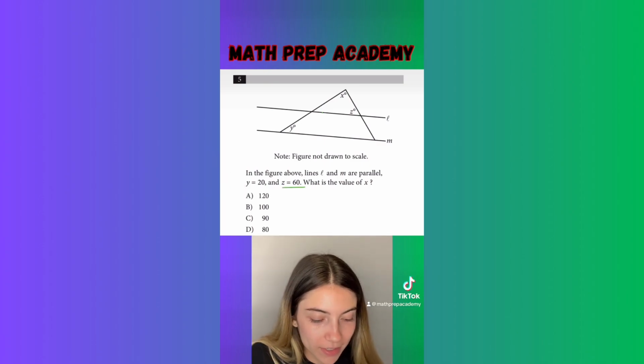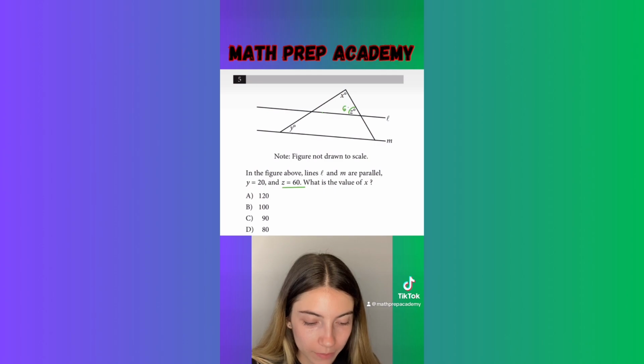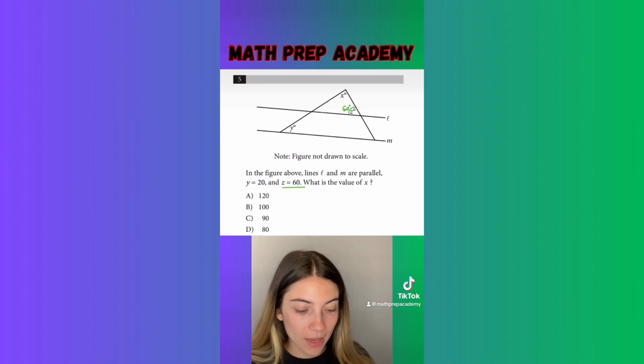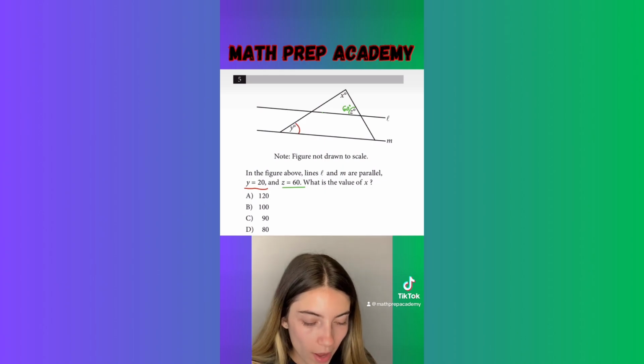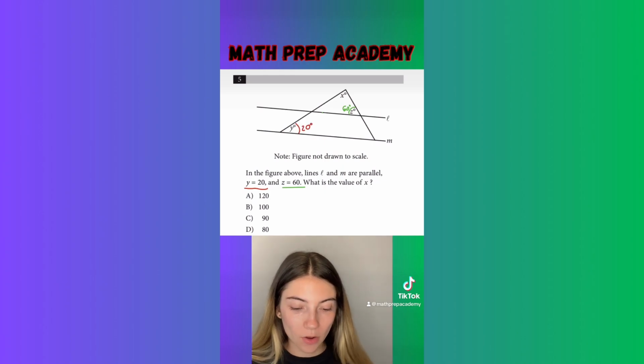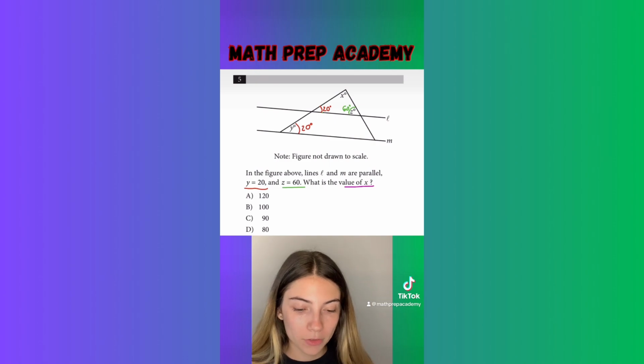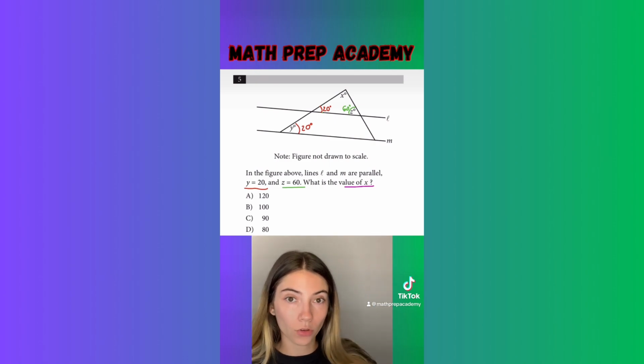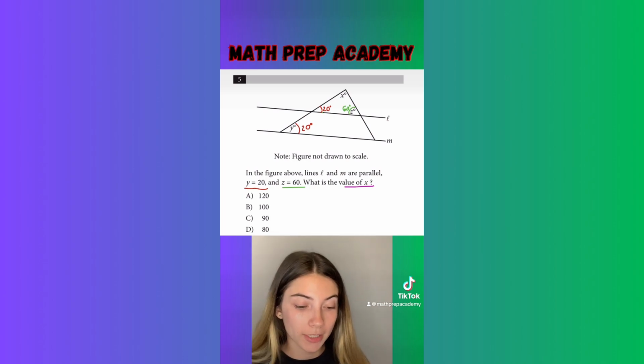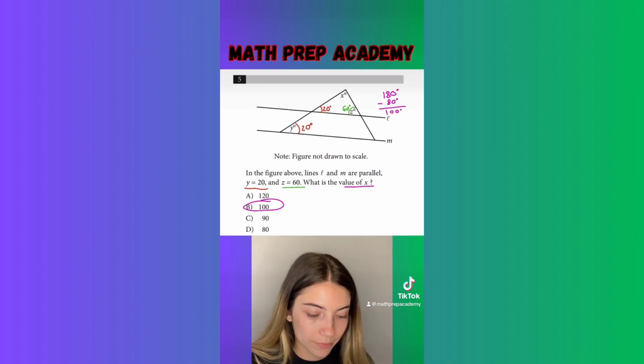Well, they tell us that z is equal to 60, okay? So here's z, that's 60 degrees. Perfect. Then they tell us that y is equal to 20. So y is over here, that is 20. And the question is, what is the value of x? Okay, so because L and M are parallel lines, that means this angle over here is also going to be 20 degrees. Okay, so now the easy part. The internal angles of a triangle have to add up to 180 degrees, okay? We already have 60 and 20, which 60 plus 20 is 80. So we subtract these two, we get that our remaining angle is 100.